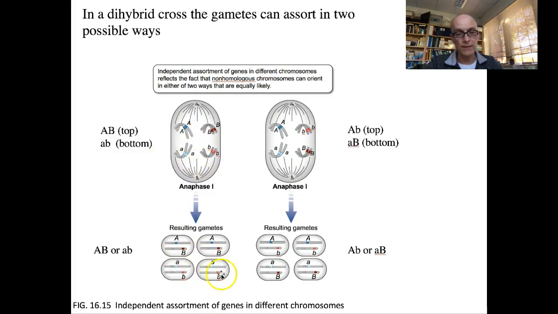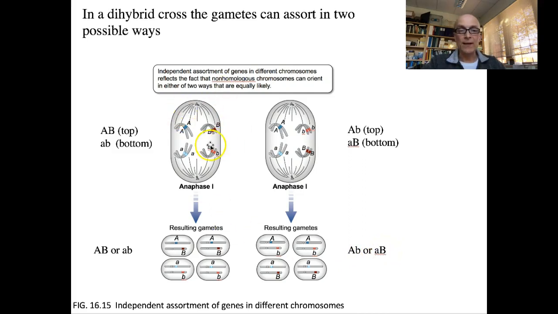or where little a and little b are together, yes, in this case. Or if the arrangement during anaphase was different, then we could get big A little b on top and little a big B on the bottom. So that results in these gametes for this choice of big A little b or little a big B.